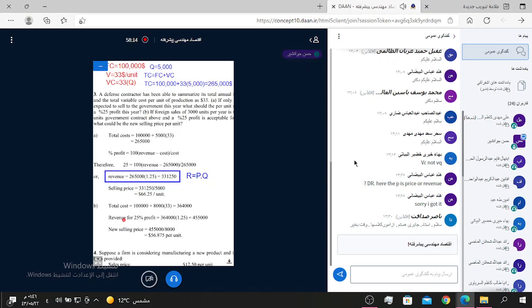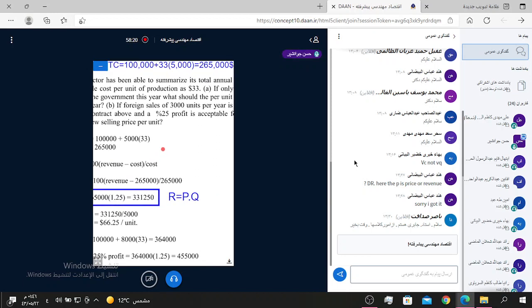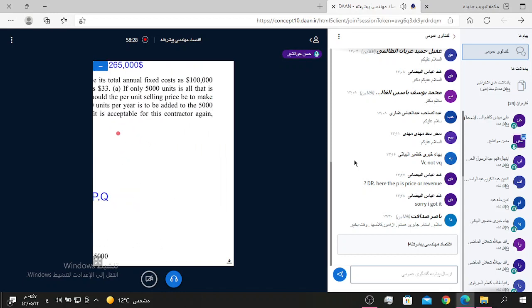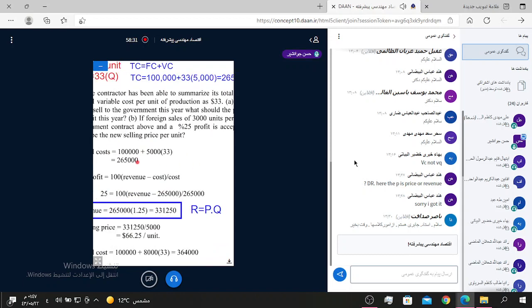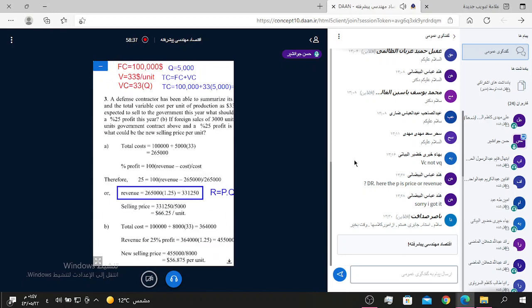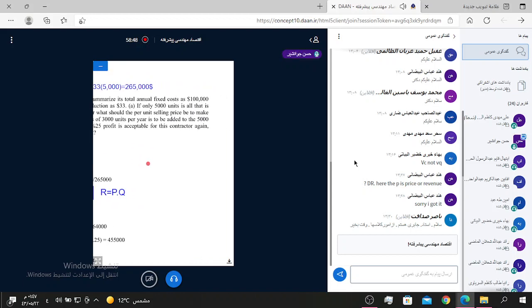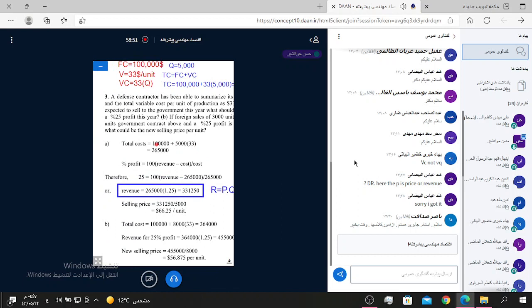B, operating sales of 3,000 units per year is to be added to the 5,000 unit government contract above, and a 25% profit is acceptable for this contractor again. What should be the new selling price per unit?